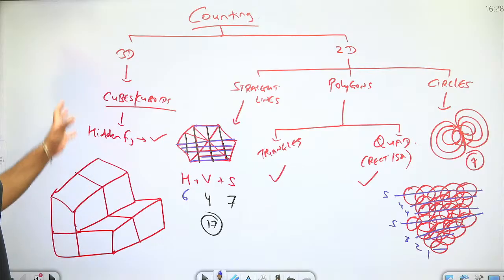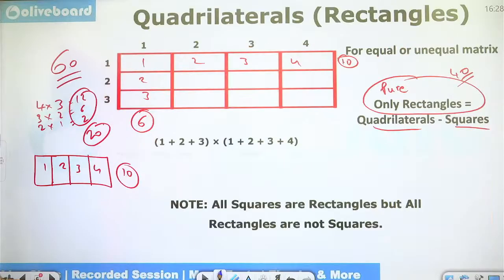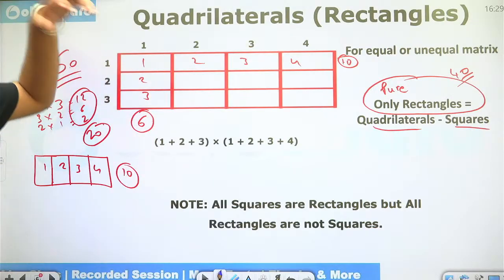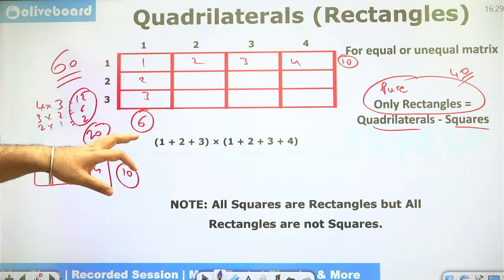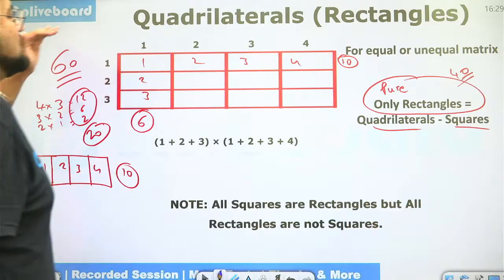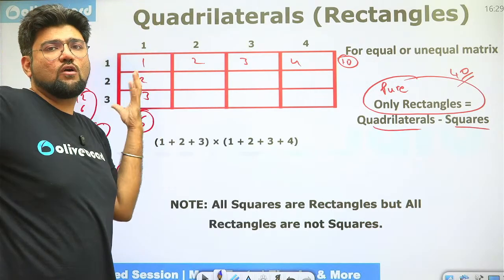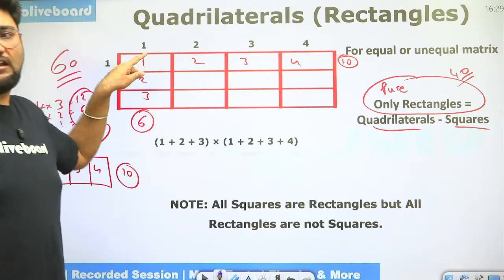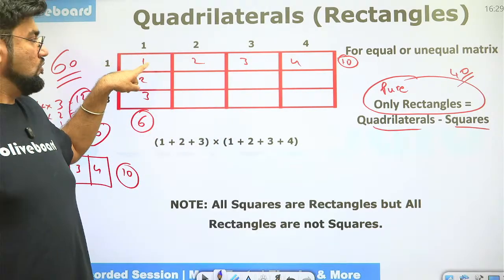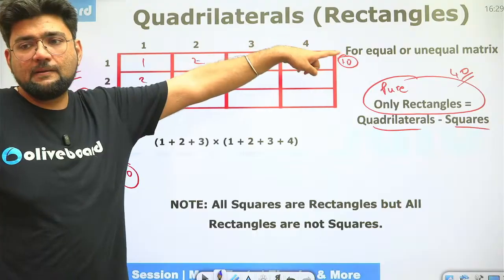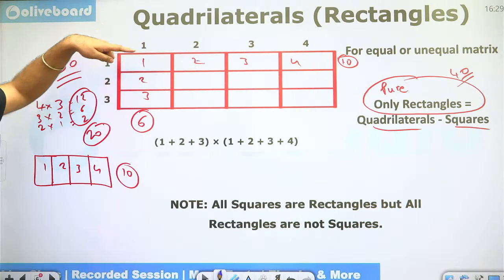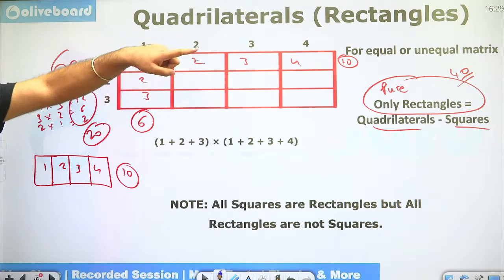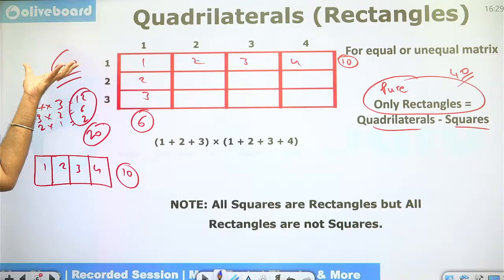So this is precisely how you handle any topic of counting. Let me quickly revise the rectangle part with you. The formula for rectangles actually. If the question is asking how many quadrilaterals or rectangles are there in this matrix, the approach is I will count the number of parts along the row. So 1 plus 2 plus 3 plus 4, 10. And I'll count the number of parts along the column. 1 plus 2 plus 3, 6. I'll multiply both these numbers to get the number of quadrilaterals or rectangles.